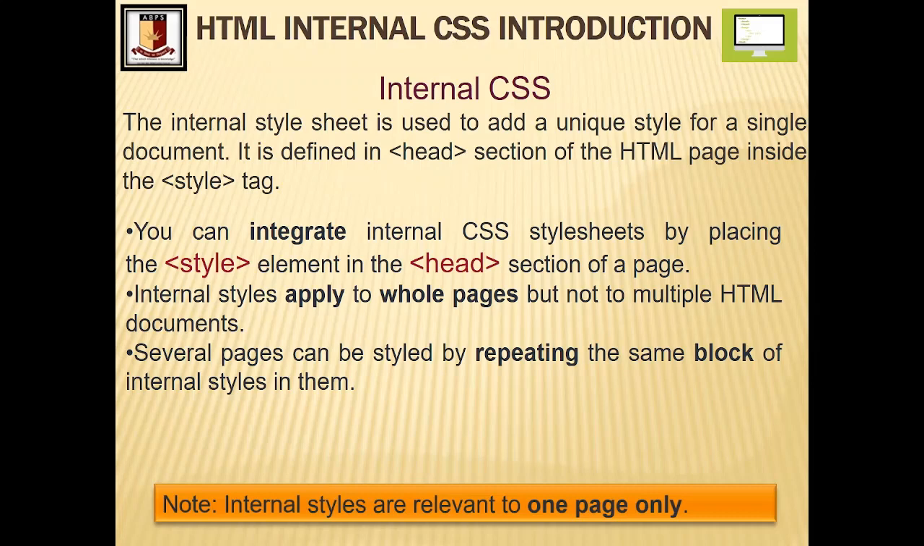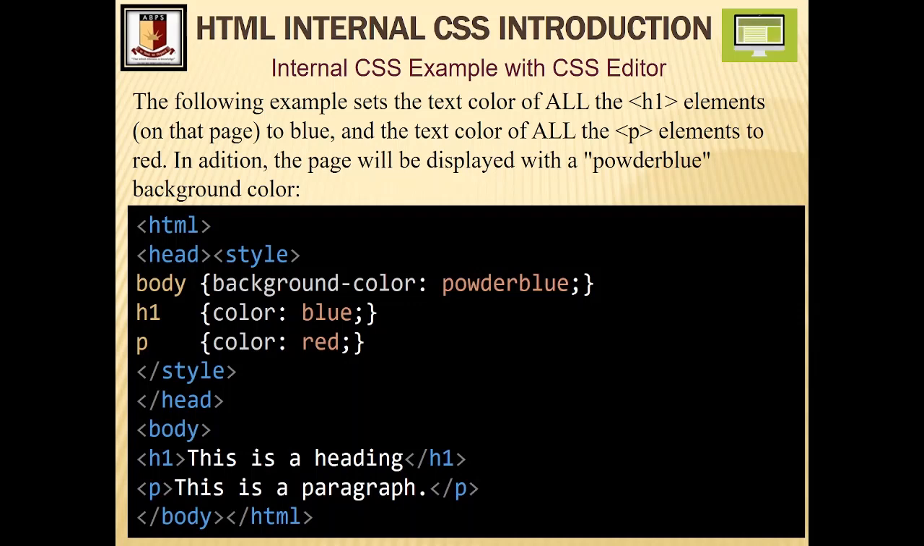For that we have to use external CSS, and that is the best practice, and every developer uses it. Several pages can be styled by repeating the same block of internal style in them. So note, internal styles are relevant to one page only. Got it? If you want to use it in another page, then you have to make another CSS on that page. The following example sets the text color of all the H1 headings. Whenever we use an H1 heading, the color will automatically become blue, because here we use the CSS. So let's do it practically so you can easily understand.